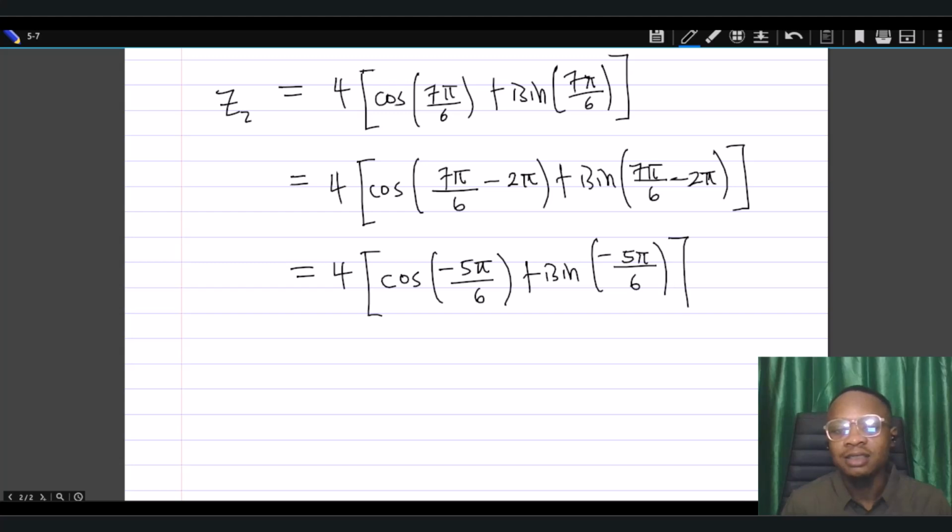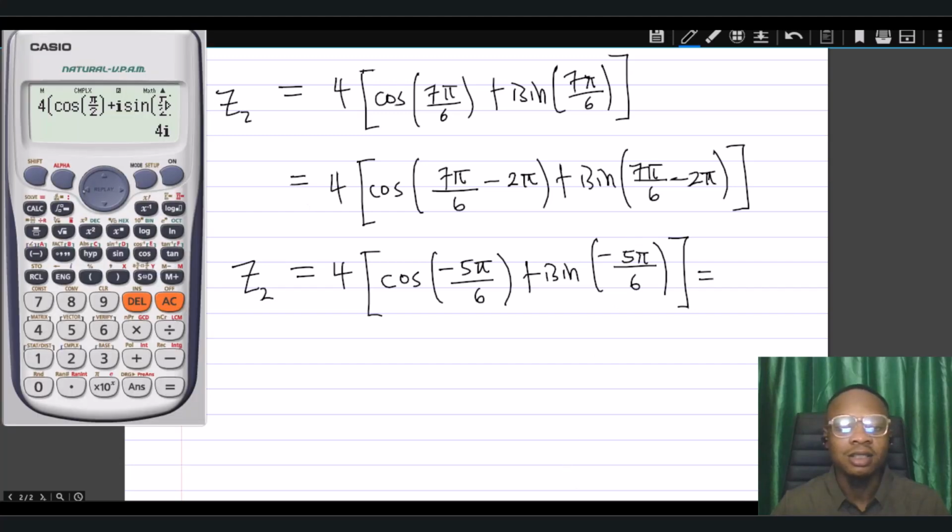And that is the standard argument for z2. And with this, we are good to go. Let us now insert this in the equation here so that we can have a result in another format, the form a plus ib.